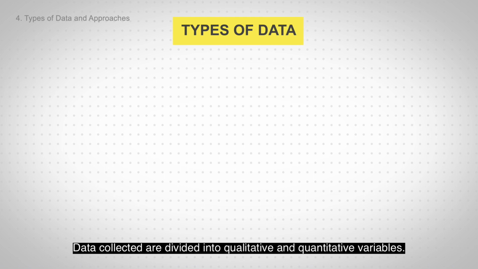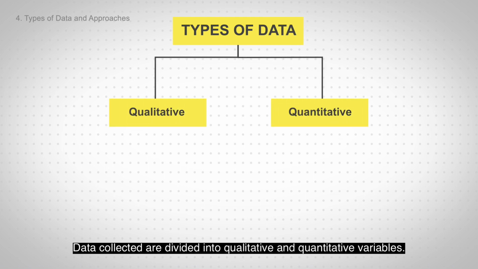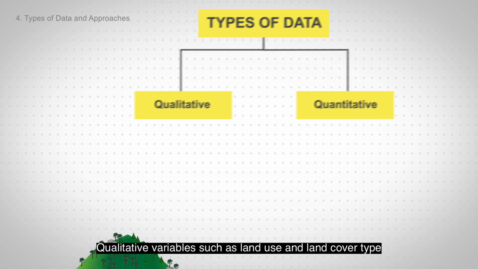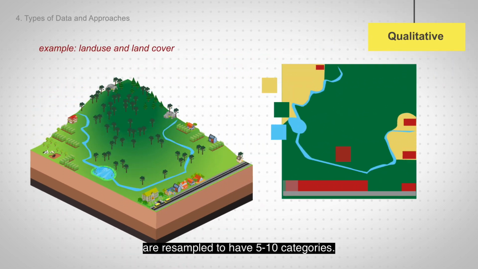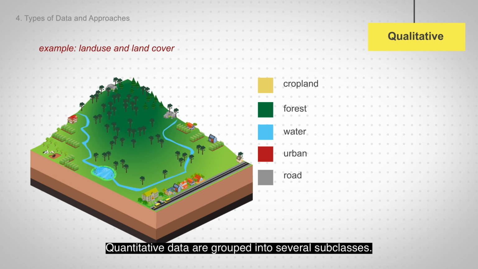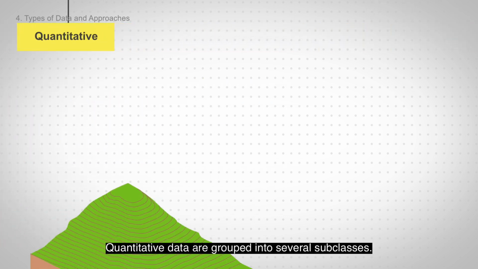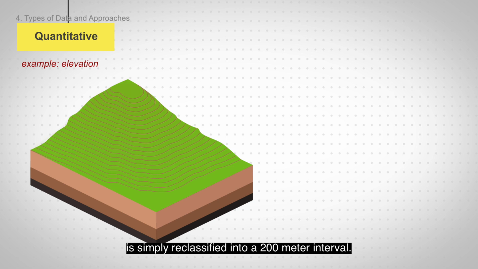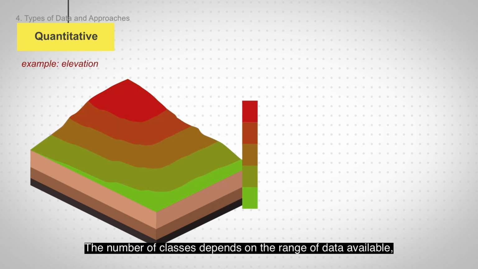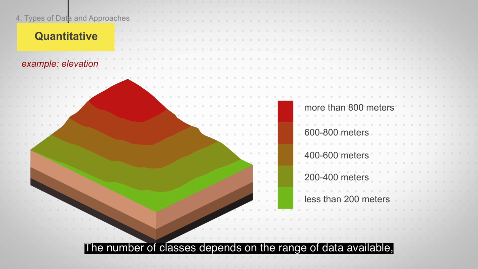Data collected are divided into qualitative and quantitative variables. Qualitative variables such as land use and land cover type are resampled to have 5 to 10 categories. Quantitative data are grouped into several subclasses. For example, elevation data extracted from a Digital Elevation Model, DEM, is simply reclassified into a 200-meter interval. The number of classes depends on the range of data available, but 5 to 10 classes are commonly used.